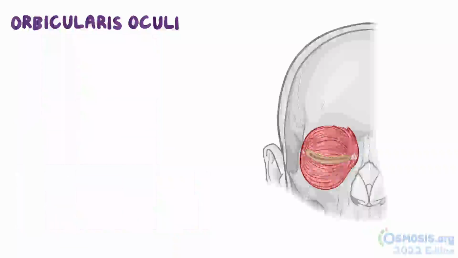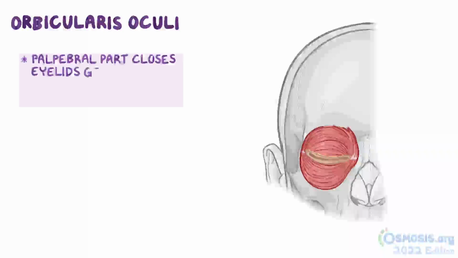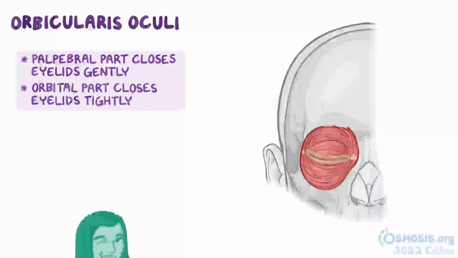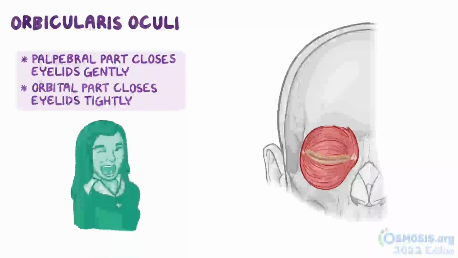The function of the orbicularis oculi muscle is to close the eyelids. The palpebral part closes the eyelids gently, like when you blink or sleep, while the orbital part closes the eyelids tightly, like when you wink or squeeze the eyes shut.